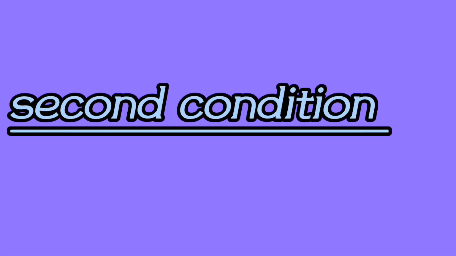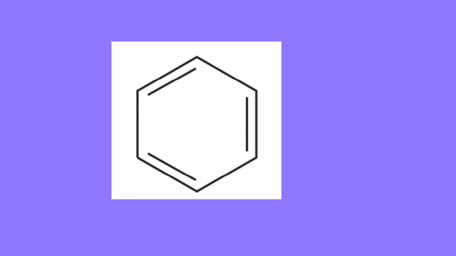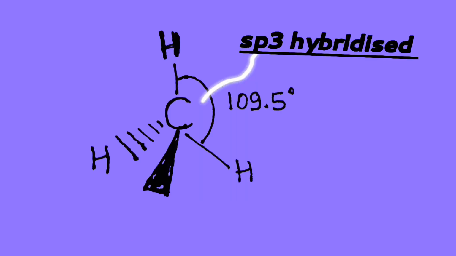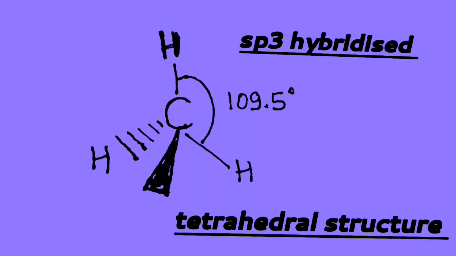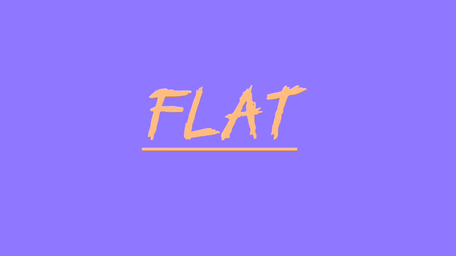Now let's move to our second condition, that the molecule must be planar. Planar means flat. A carbon with 4 bonds is sp3 hybridized, making a tetrahedral structure, but a tetrahedral structure is a 3-dimensional molecule. It is not flat and not able to participate in aromaticity. Only sp2 carbon atoms are trigonal planar, or in simpler terms, flat.